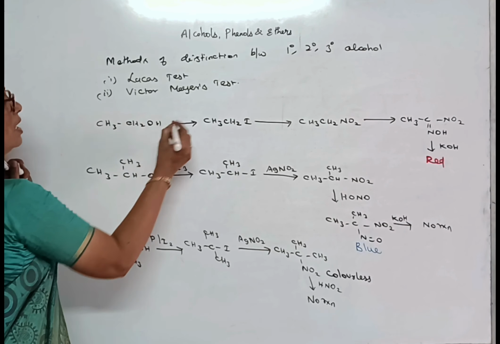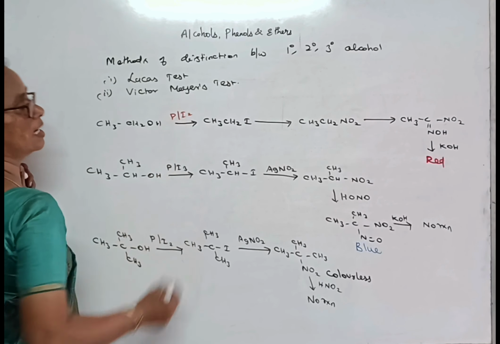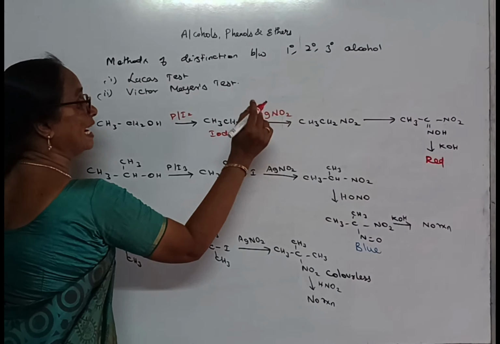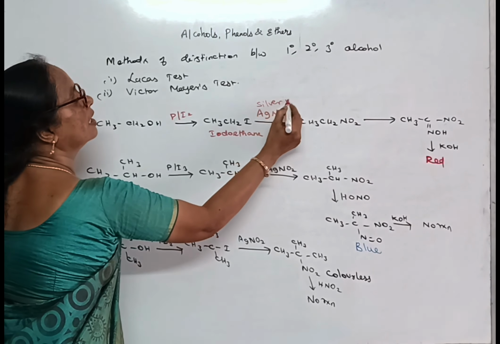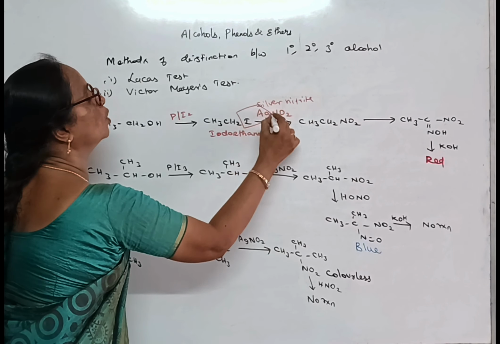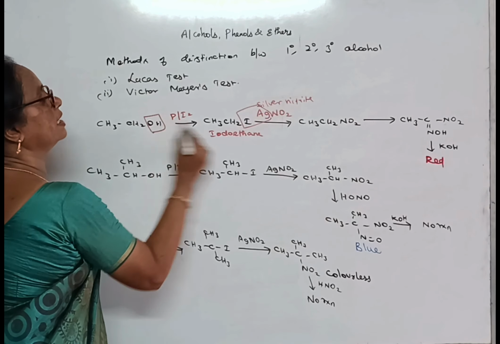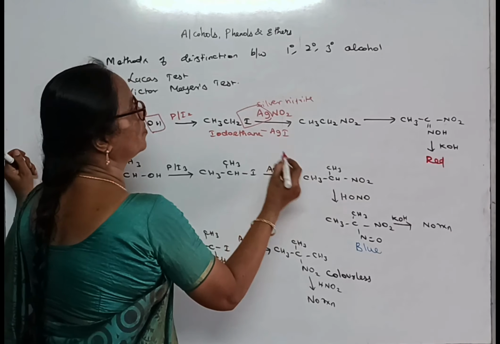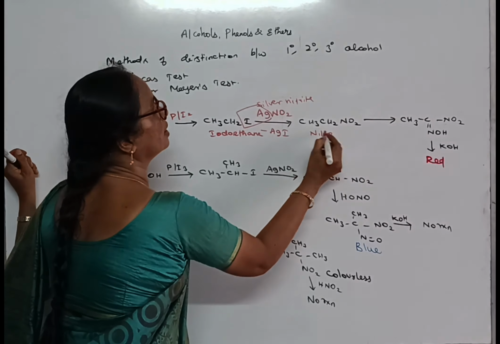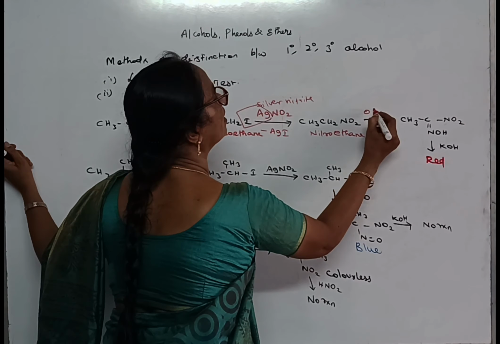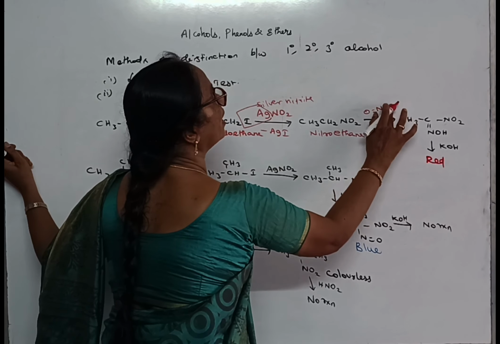Suppose the primary alcohol reacts with phosphorus and iodine, it forms iodoethane. This is followed by treatment with silver nitrite. So here AgI will be removed, since the OH is replaced by I. Here AgI is removed, so minus AgI, and we are getting nitroethane. This nitroethane on treatment with nitrous acid, HO-N=O.